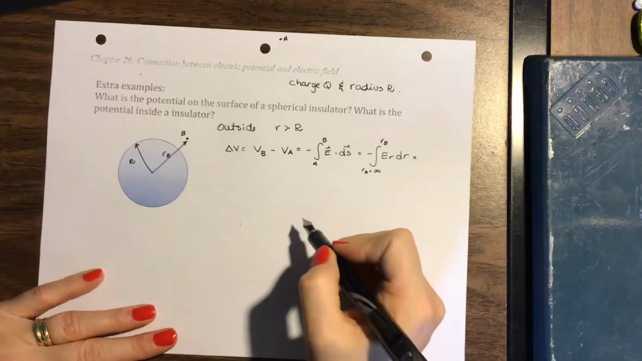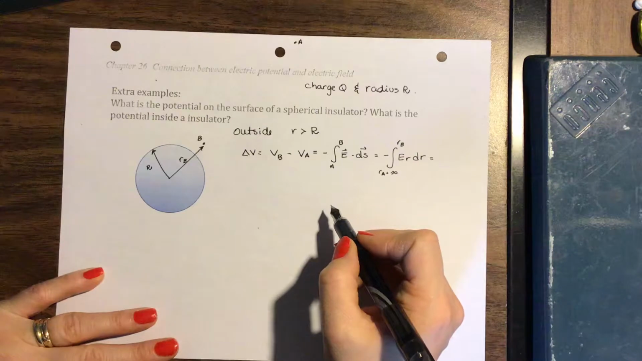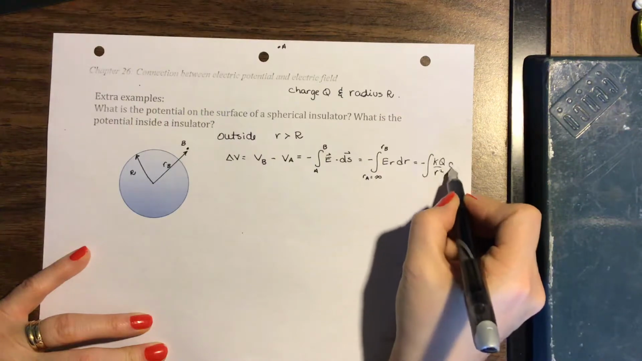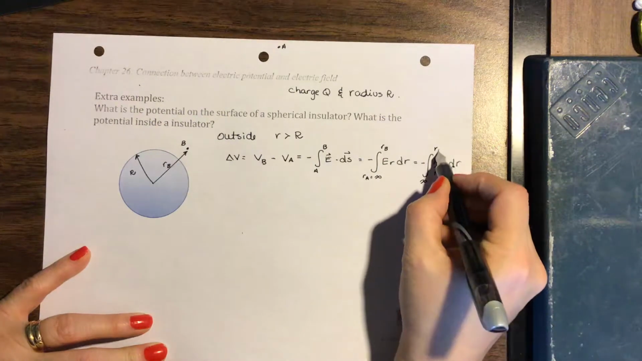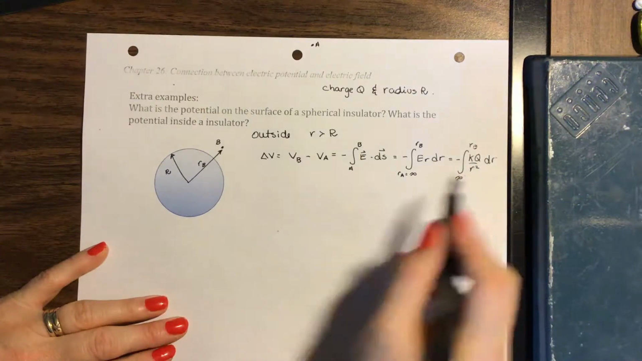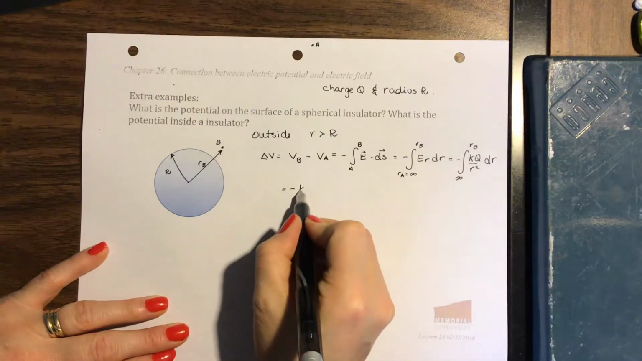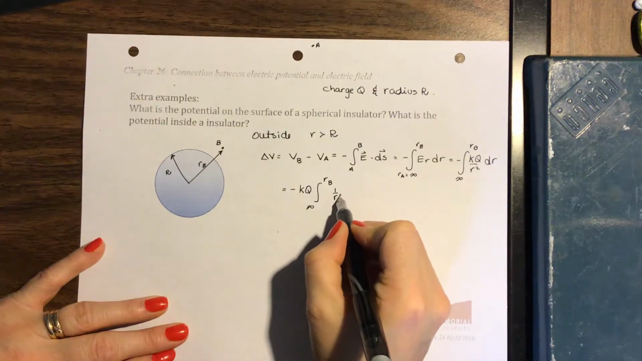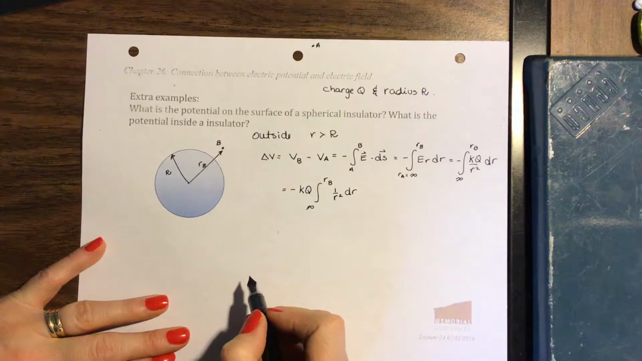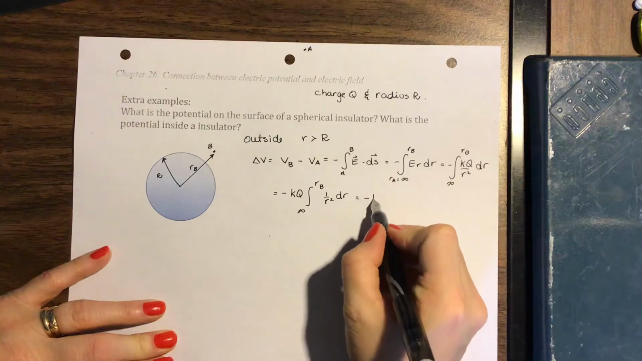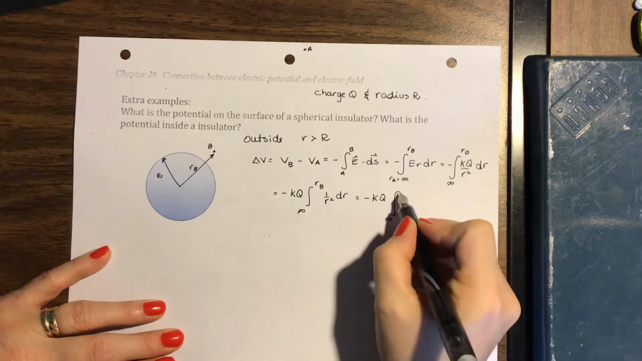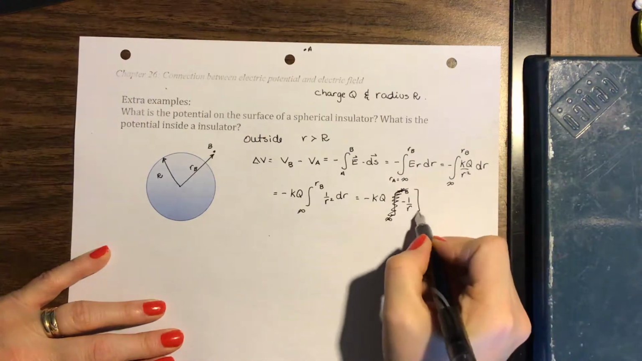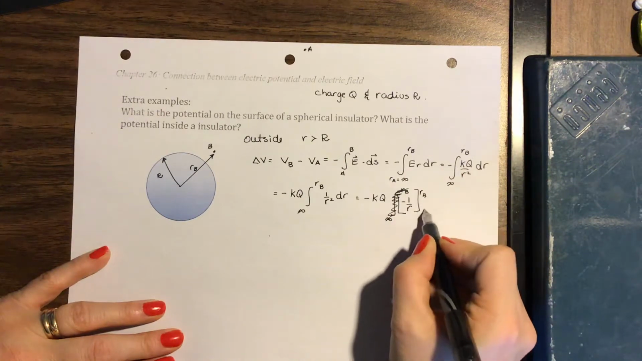So let's put in the expression for the electric field. Outside of an insulator, the electric field is KQ over R squared. Integrated with respect to dr from infinity to some point RB. We'll take our KQ outside because those are constants. So we have 1 over R squared times dr. The integral of 1 over R squared is minus 1 over R. That's evaluated at RB and infinity.